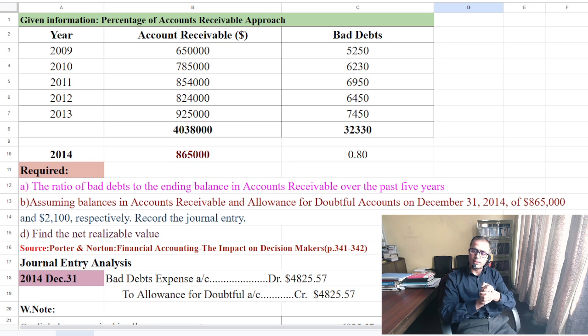Okay friends, I hope that whatever I discussed today would again clarify the concept of the percentage of accounts receivable approach, even though I have taken the reference of these American authors. If you have any questions, please let me know also.